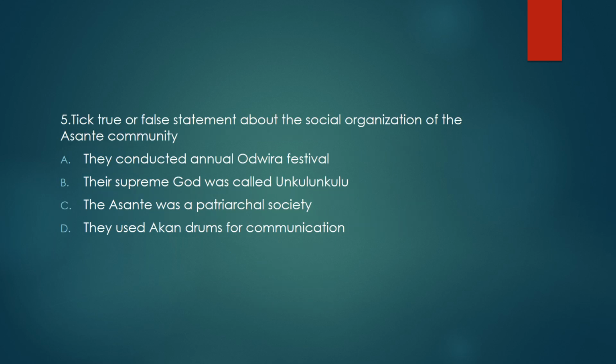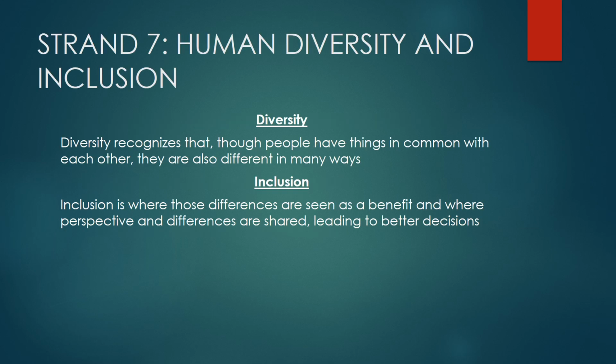The last question, state true or false about the social organization of the Asante community. A, they conducted annual Odwira festival. B, the supreme god was called Onkulukulu. C, the Asante was a patriarchal society. And finally D, they used Akan drums for communication.